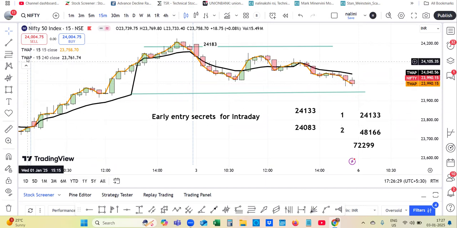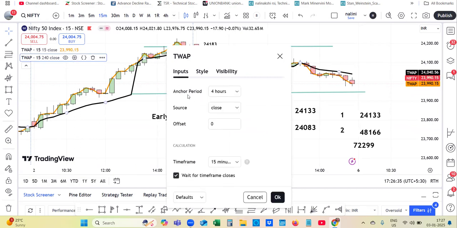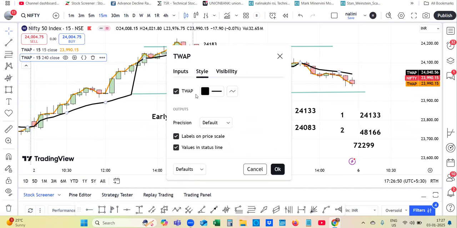First, time-wise weighted average price. If I go to the inputs, anchor period, I'm using 4 hours. And the time frame, I'm using it on the 15 minutes time frame. So this black line will give you the 4-hour time-wise weighted average price.